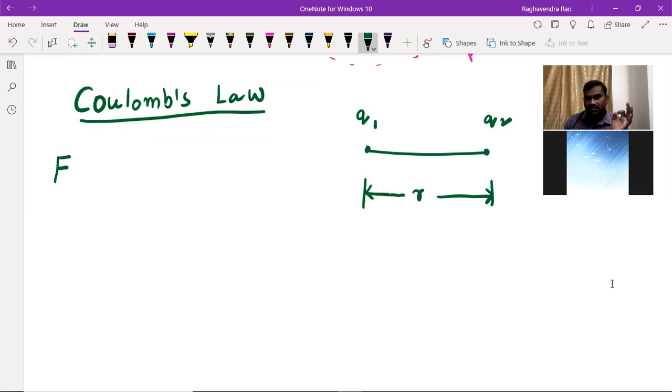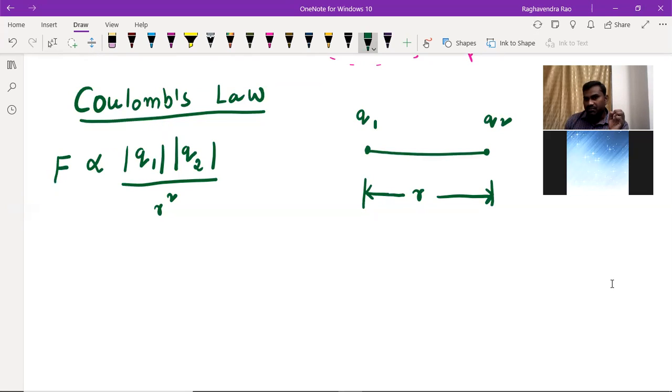If these two are like charges, repulsive force. If these two are unlike charges, attractive force. The force of attraction or repulsion between the charges is directly proportional to the product of the magnitudes of their charges, so modulus of Q1, modulus of Q2. Modulus means magnitude. And it is inversely proportional to the square of the distance between the charges.